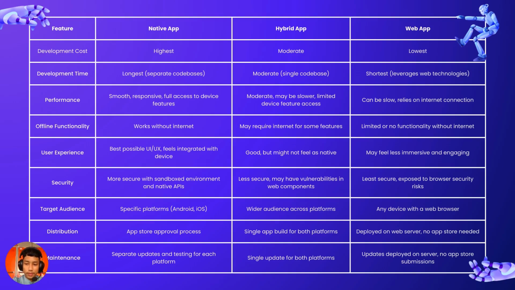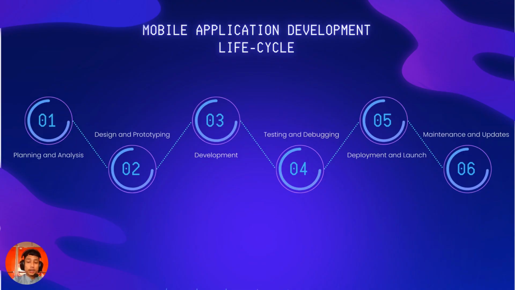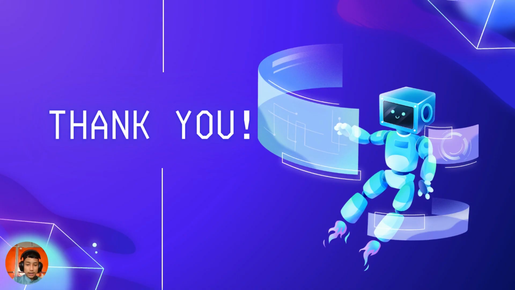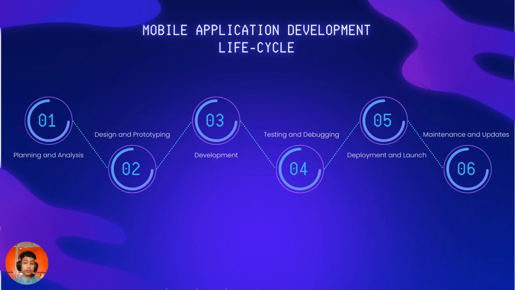Okay, now let's outline the common stages involved in developing a mobile app. We go to the mobile application development life cycle. First, planning and analysis. Define the app purpose, target audience, features, and budget. Second, design and prototyping. We need to create wireframes, mockups, and prototypes to visualize the app interface and user flow.